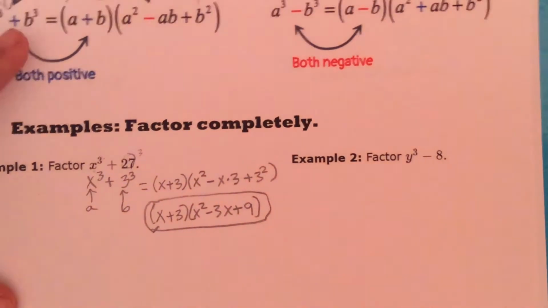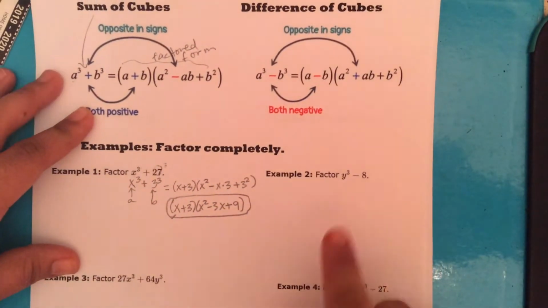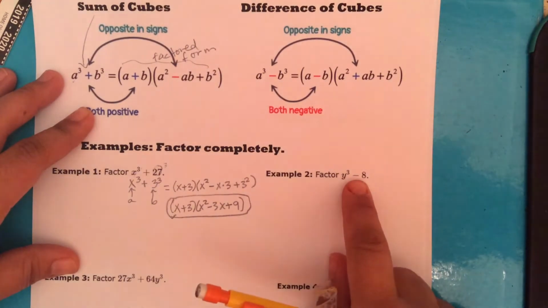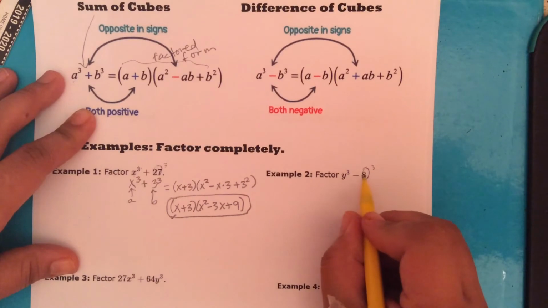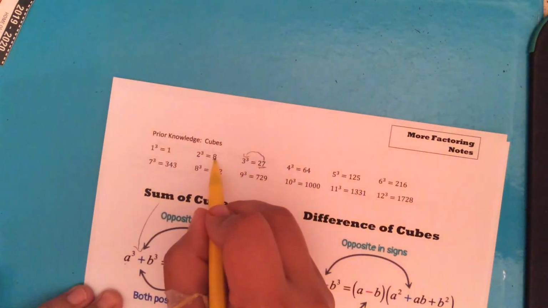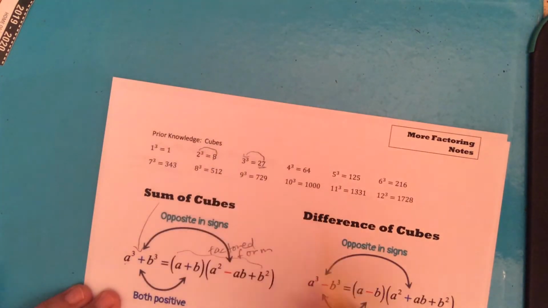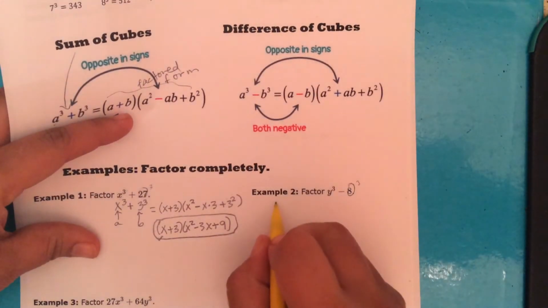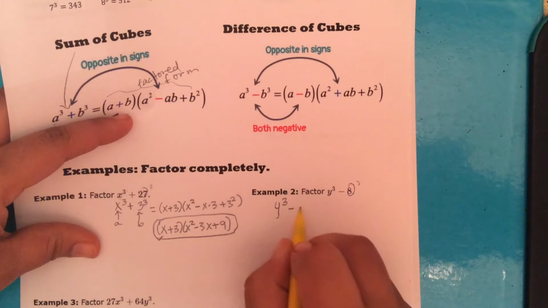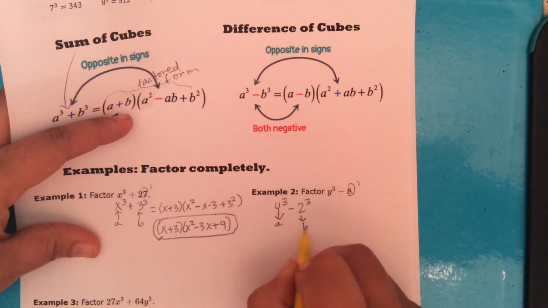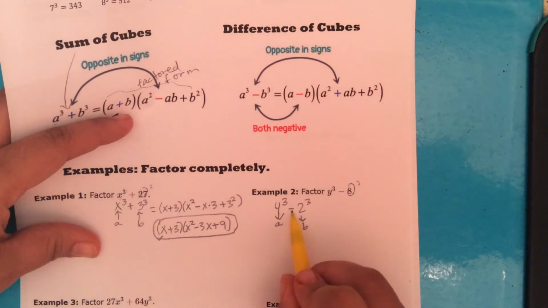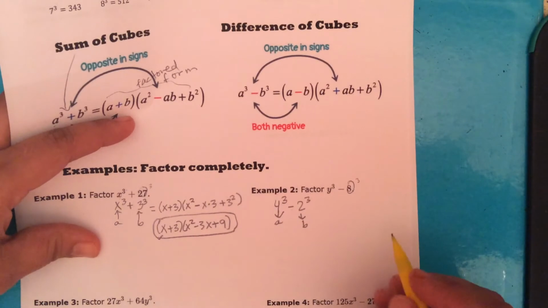Okay, so now we're going to do example 2, y cubed minus 8. So again, 8, you have to have a little cube right there. So we go look over here at 8. Oh, 8 is 2 cubed. So we use that one. So we're going to have y cubed minus 2 cubed. So now this is your a, the y, and your 2 is your b. You do not worry about the minus sign. It's already included in the formula.